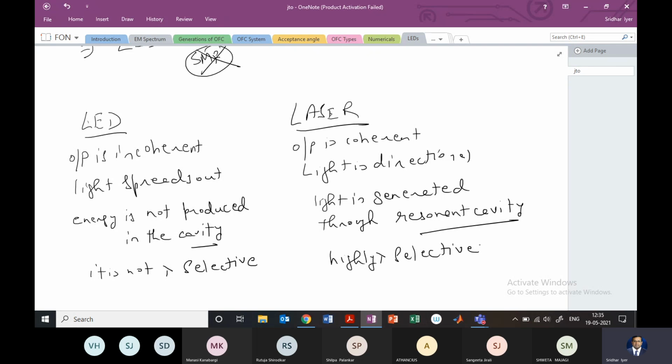Lasers will be used when your wavelength exceeds about 1350, 1400 nanometer, right? So at 1500 nanometer, where we wish to operate, the laser becomes a very good source for us, right?